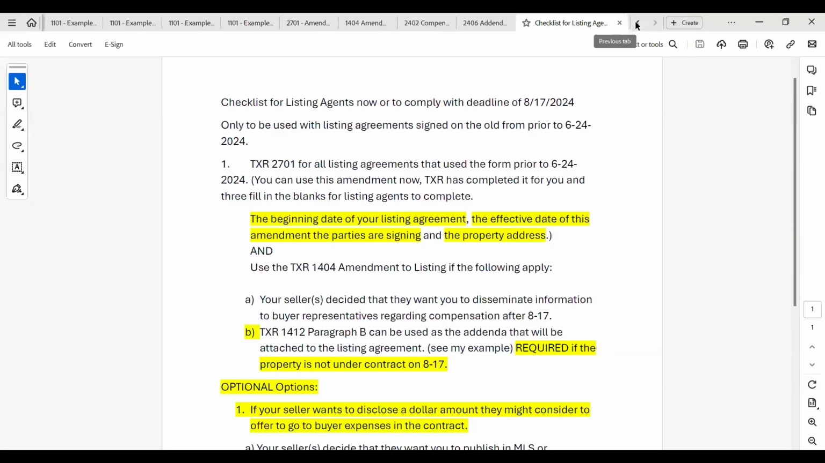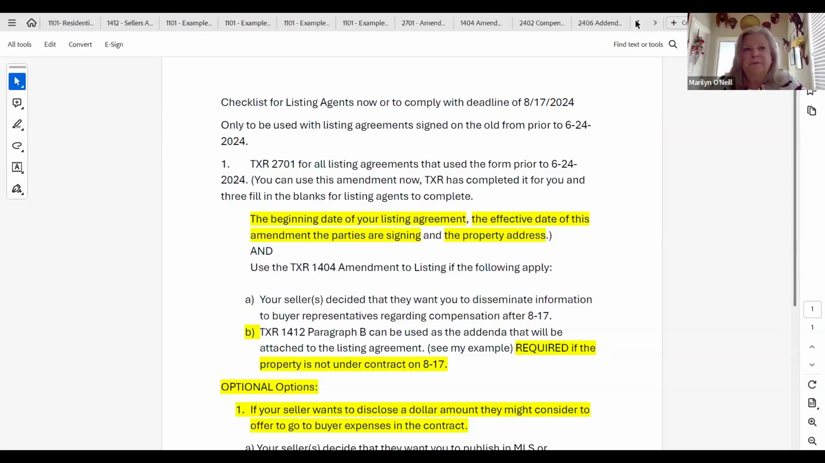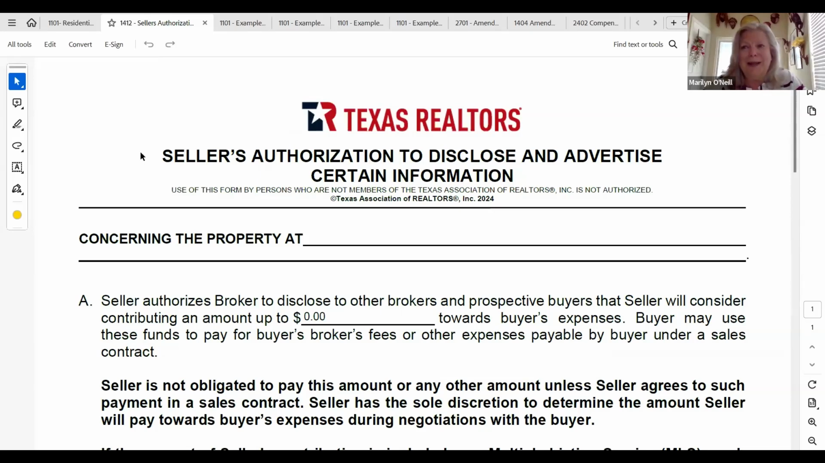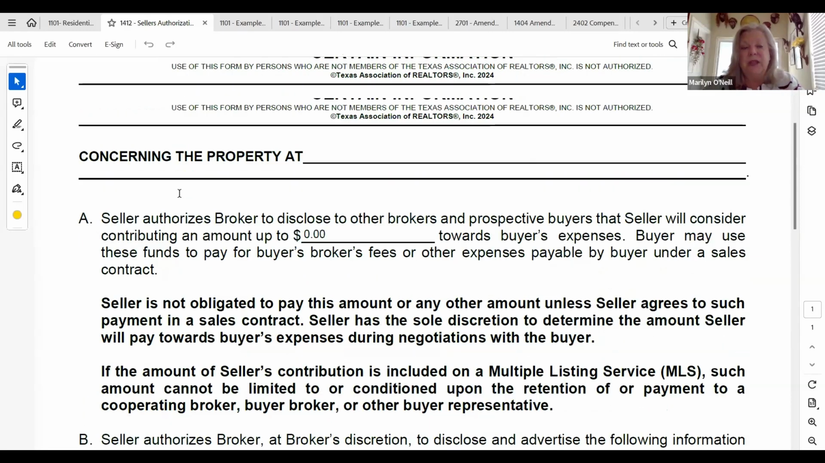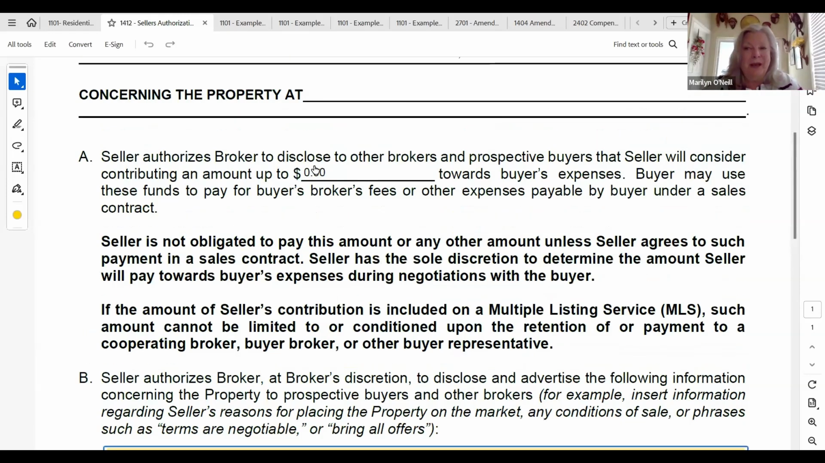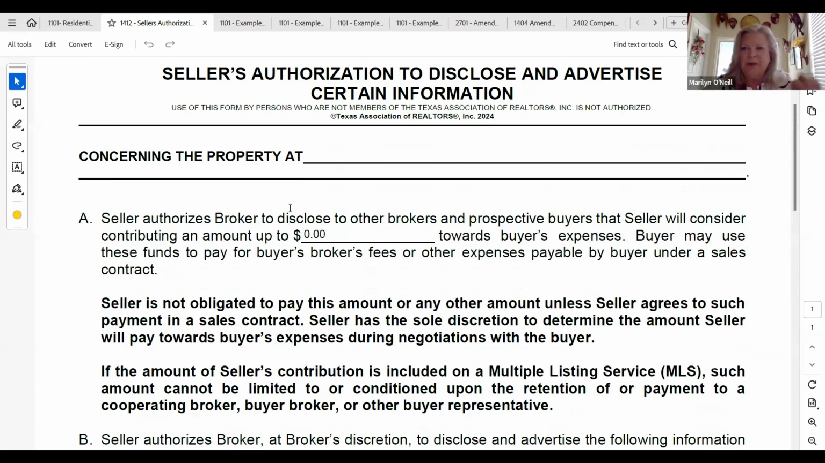Marilyn, that form that you talked about where the seller discloses the dollar amount that they might consider contributing, and that also 1412. Would you upload that in the documents in MLS? No, you can't do anything about compensation in MLS. You're talking about the contribution. Yeah, you can do that. I think it would be better if you don't upload these documents. These are really our listing agreement documents with our sellers. You just use the field that they have in MLS. Okay, thanks.